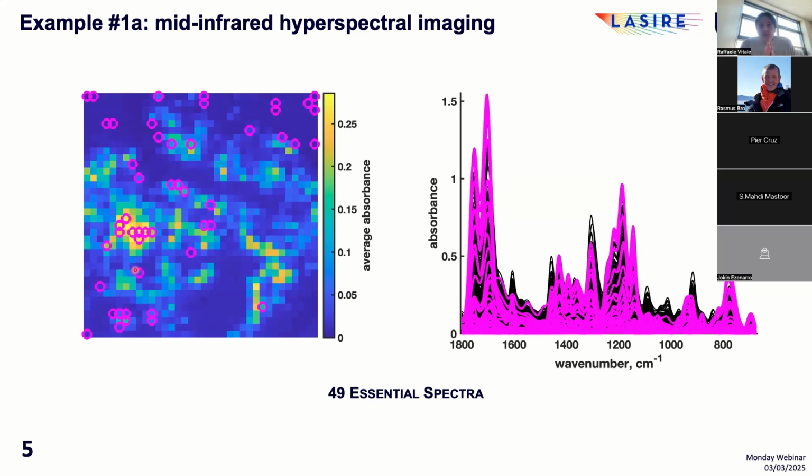Now, when we talk about multivariate curve resolution of hyperspectral images, one should notice that we commonly assimilate them to regular collections of spectra, exactly like those I showed you before.